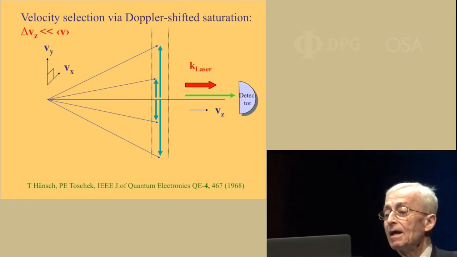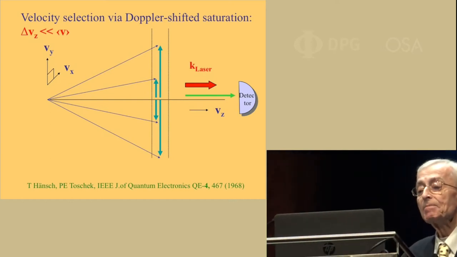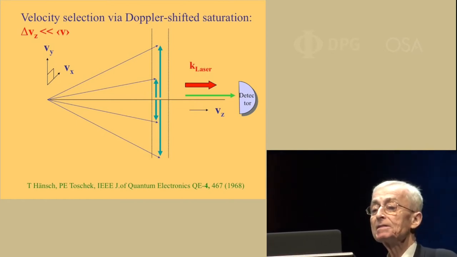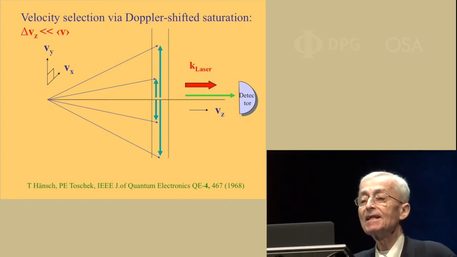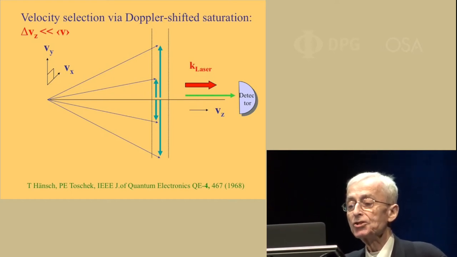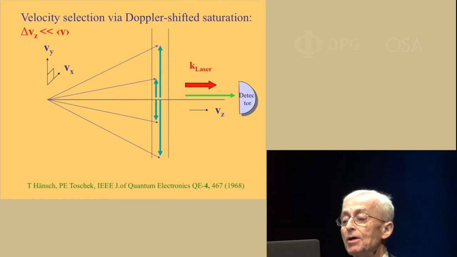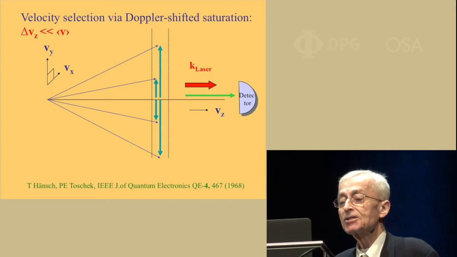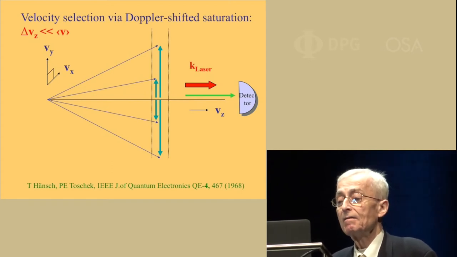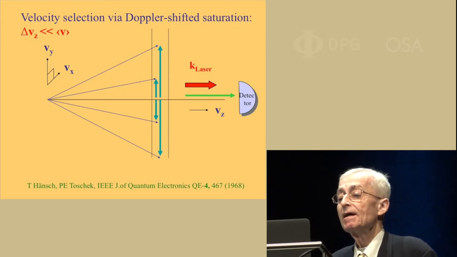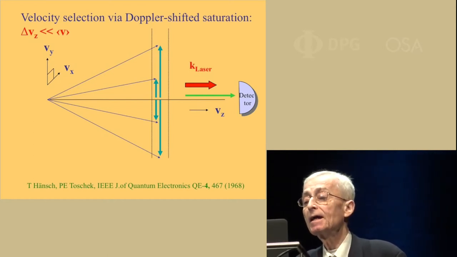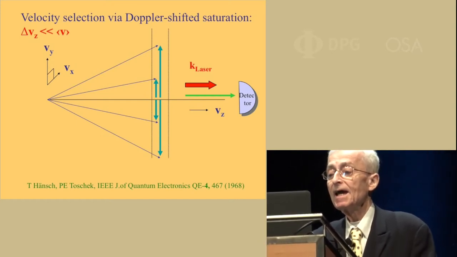Later, with the emergence of narrowband light sources like lasers, it was possible not only to avoid motion in the x and y direction, but also to do a selection in the z direction, in the flight direction, by making use of the saturation by a narrowband laser, for instance, which prefers one particular class of velocities of the atoms.